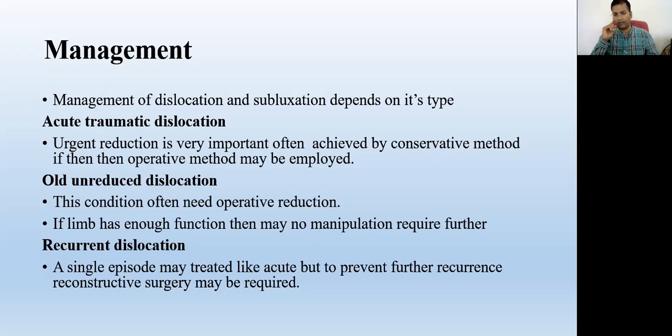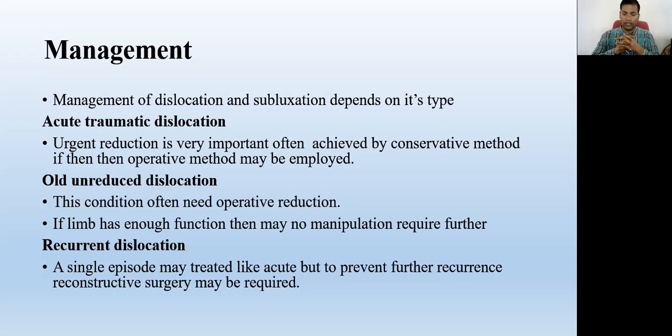One more thing: if the particular joint has enough function, and there is no cosmetic deformity, then you can leave it as it is, and surgery is not required. Suppose somebody's finger is a little bit subluxated and has a little deformity, but it's not affecting the function of the hand, then you can leave it also.